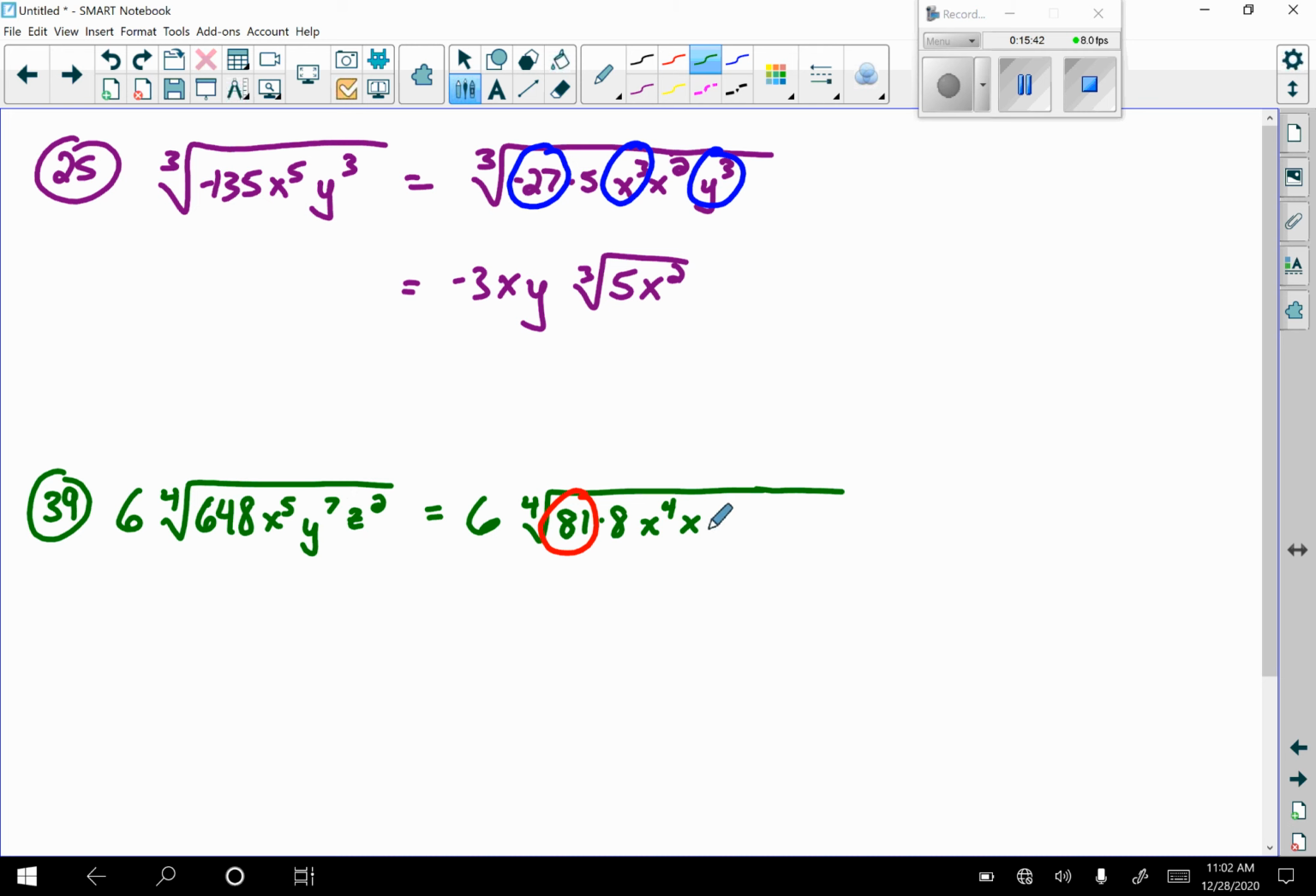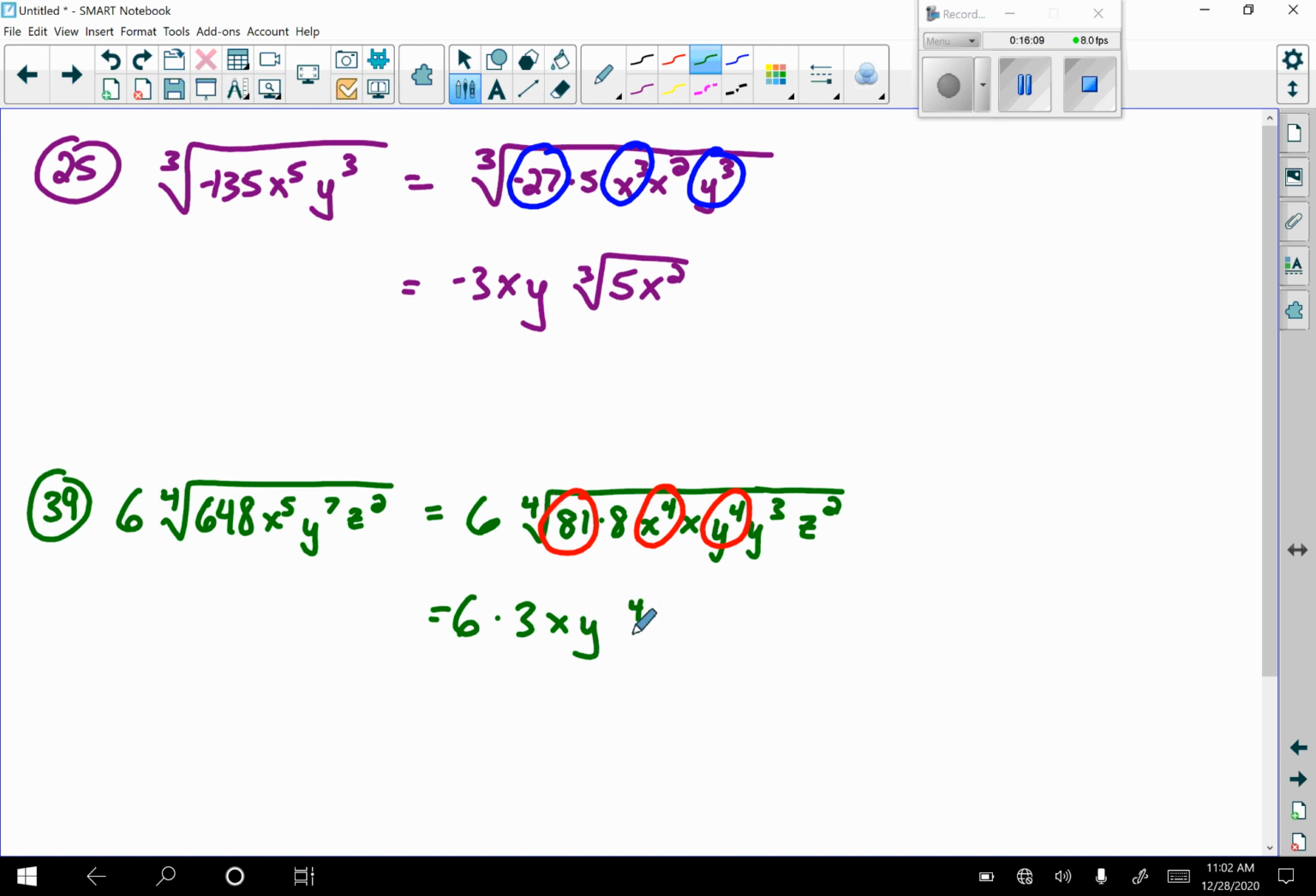Y to the seventh becomes what? Y to the fourth times y cubed. And again, z squared we're going to leave alone. All right, so now we're going to circle x to the fourth, y to the fourth. So we still have the 6 on the outside. Fourth root of 81 is what? Should be 3. Fourth root of x to the fourth is x. Fourth root of y to the fourth is y.